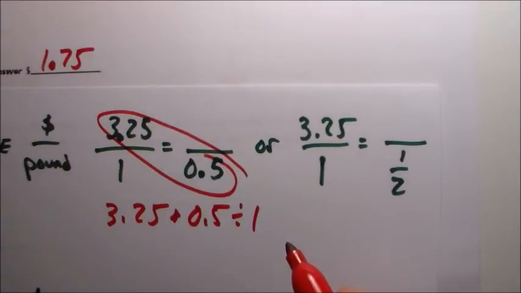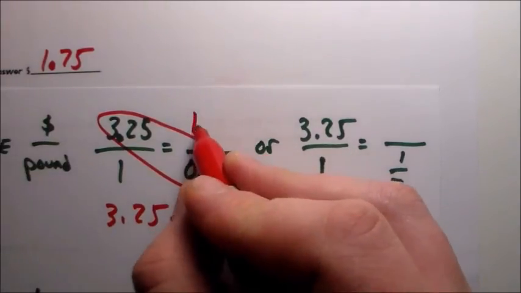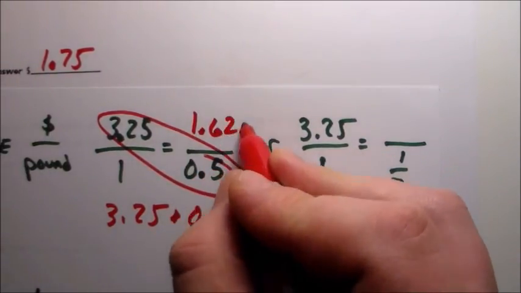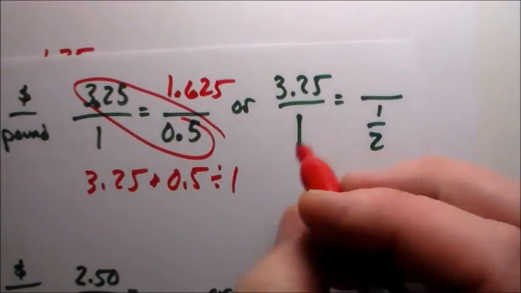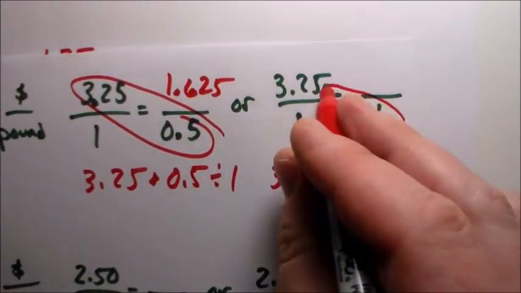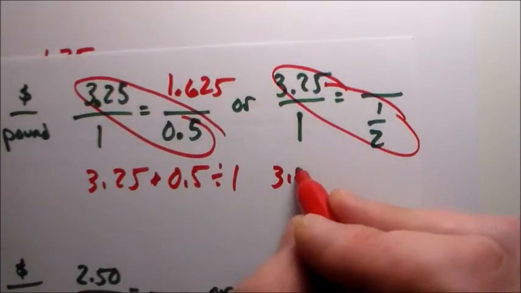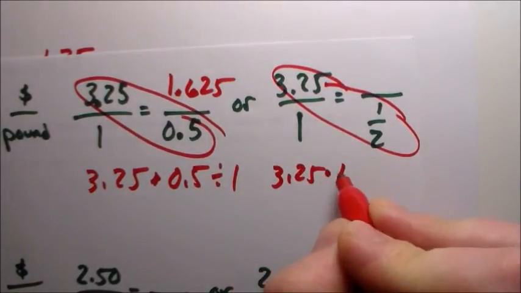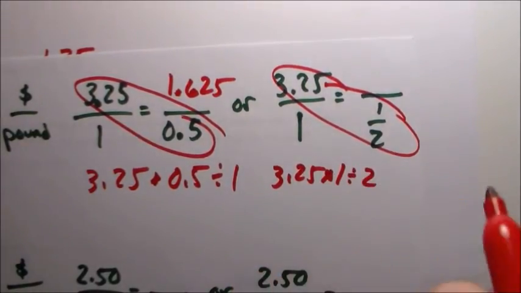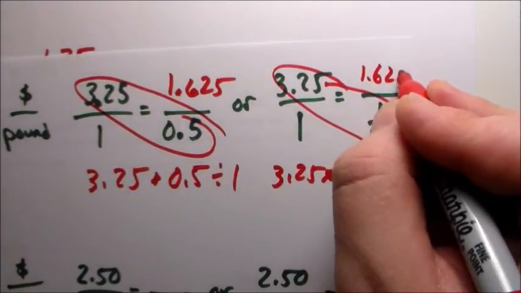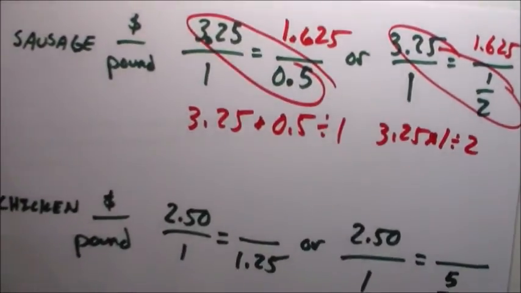We plug that in. What do we get? We get 1.625. If we do it out the other way, what are we going to get? If we cross multiply this way, we get 3.25 times 1 divided by 2. We're going to get the same answer, 1.625. All right, on to chicken.